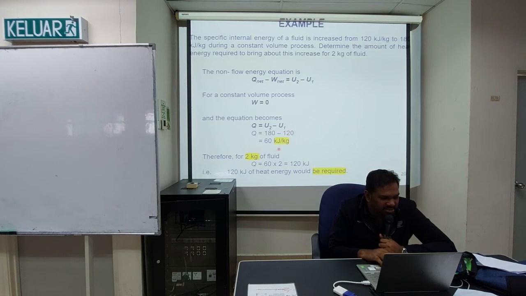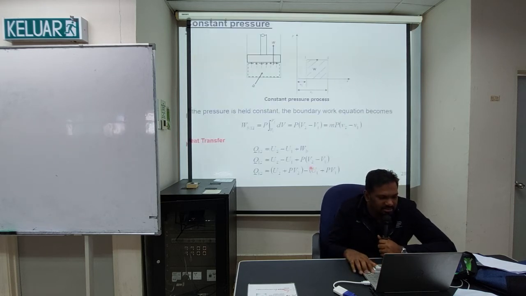Okay, per kg. So for 2 kg you kalikan dengan 2. So 60 times 2 kg, so you dapat 120 kilojoule. So 120 kilojoule of heat energy will be required. So this is another example.